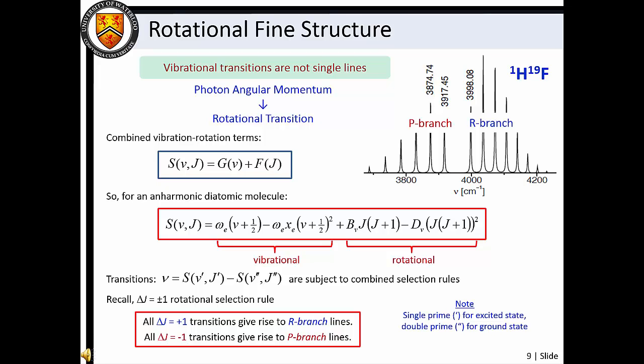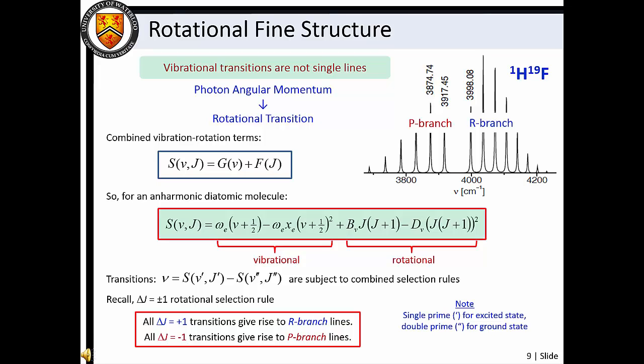Thus, in our development of molecular energy structure, we must now consider combined rotation-vibration terms. The rovibrational energy of a molecule is merely the sum of the vibrational energy, G of V, and the rotational energy, F of J, which, for an anharmonic non-rigid rotor, is given here. To calculate rovibrational transitions, we must take the energy difference between the upper rovibrational level and the lower. These transitions are subject to the rotational and vibrational selection rules that we've already learned.